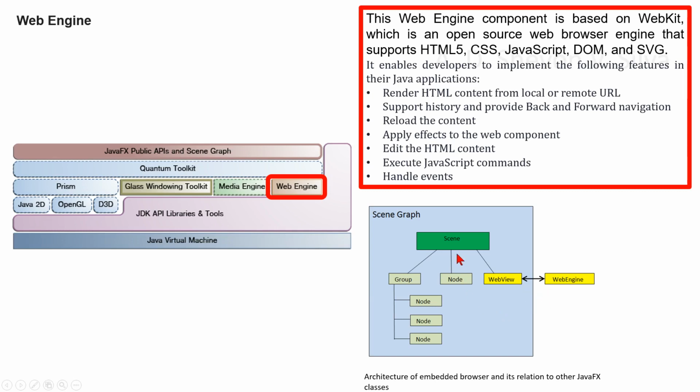So here you can see scene, group, node, and WebView. The nodes are in the scene graph, and the scene is connected to group, node, and WebView. Group is connected to nodes. WebView interacts with the WebEngine.